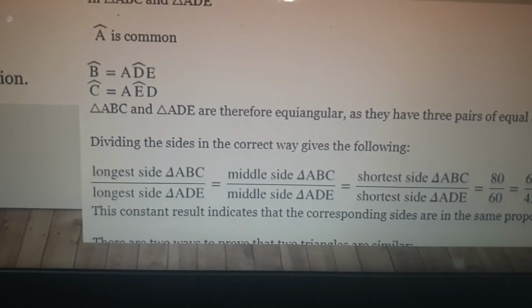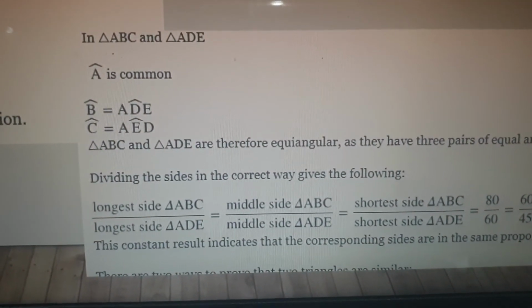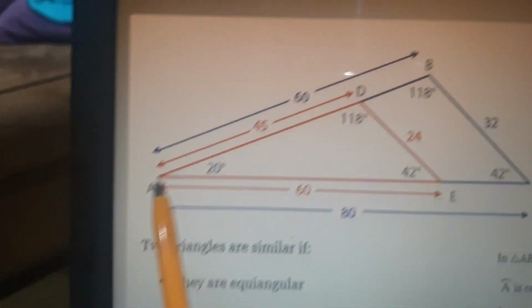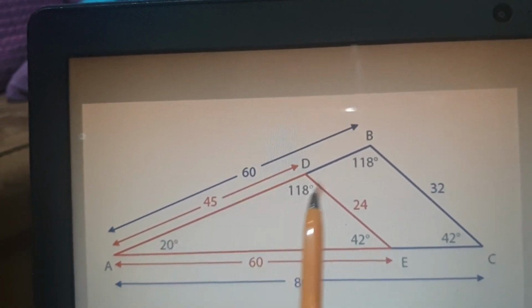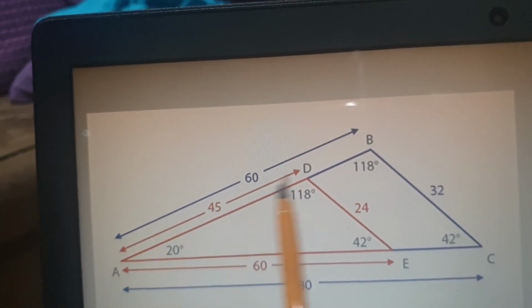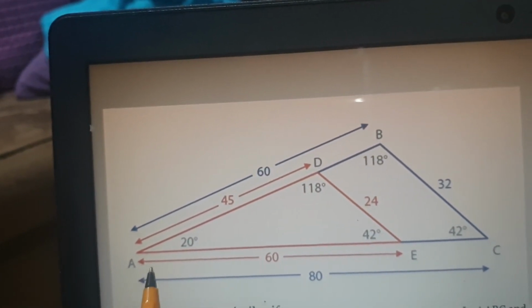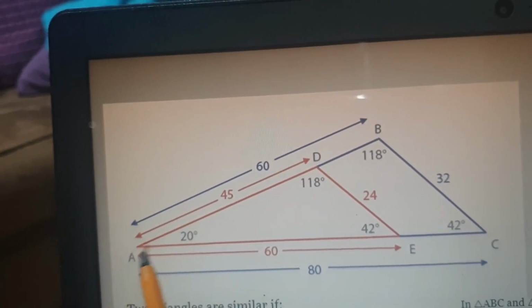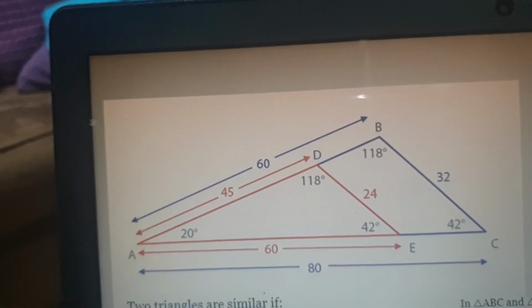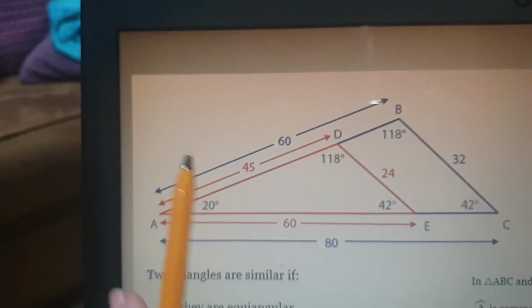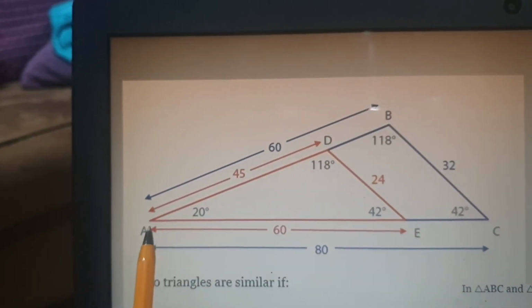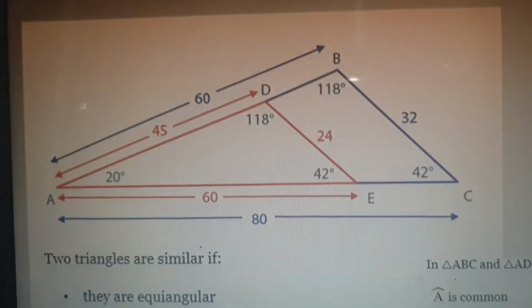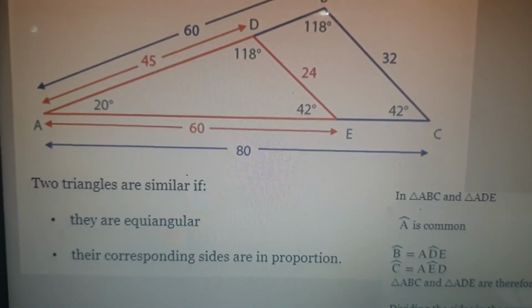I'm moving down here. If we take the longest side for the one triangle and we divide it by the longest side of the other, so we are taking ABC, this triangle, and the longest side for ABC is 60 centimeters. We divide it by the longest side for the second triangle, which is 45 centimeters. And we say this is equal to the longest side for this triangle, 80, divided by the longest side for this one, 60. If we get the same fraction, that means they are in proportion.